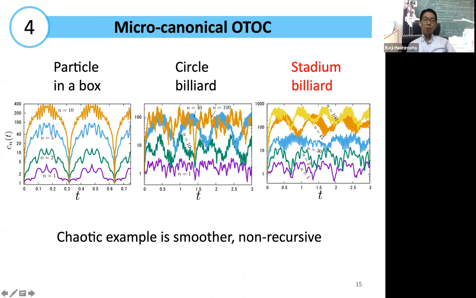And then what about the circular billiard? This is, in fact, integrable, so there is no chaos classically. And if you look at this micro-canonical OTOC, then it does not come back to the original value. So it's not periodic in time.